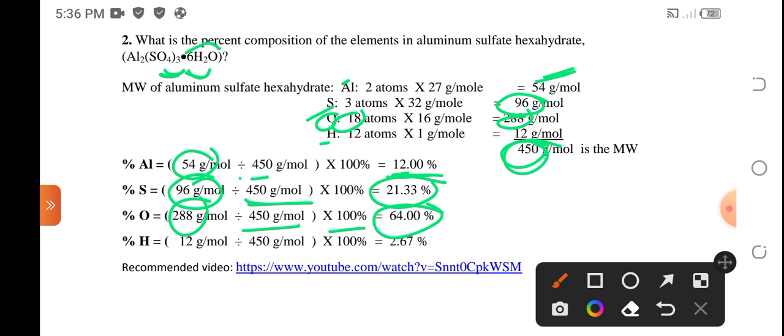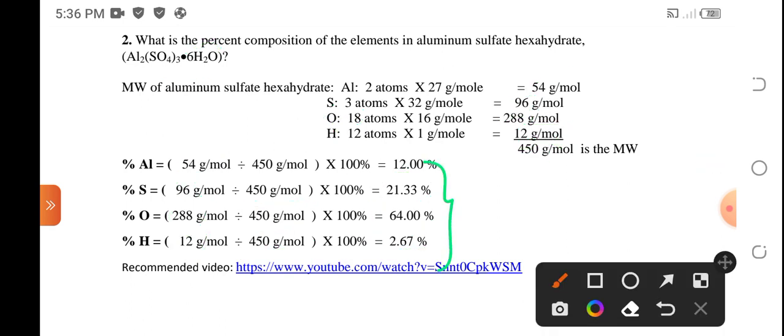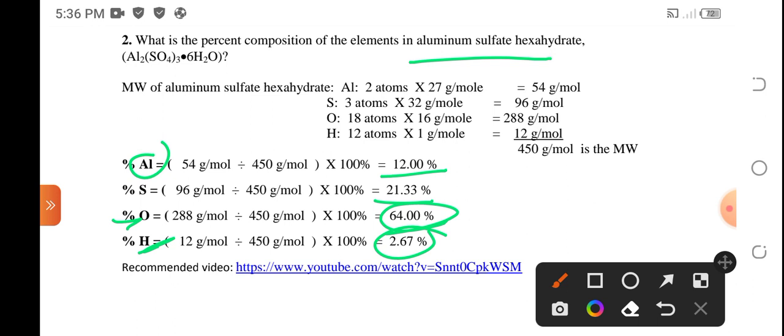And for hydrogen, the contribution is only 12. Divide this by the molecular weight, times 100%, and that's 2.67. All in all, these percentages should come up to 100%. Again, the bulk of aluminum sulfate hexahydrate, 64%, is accounted for by oxygen, and the smallest, 2.67, is hydrogen. Aluminum is 12 and sulfur is 21.33.